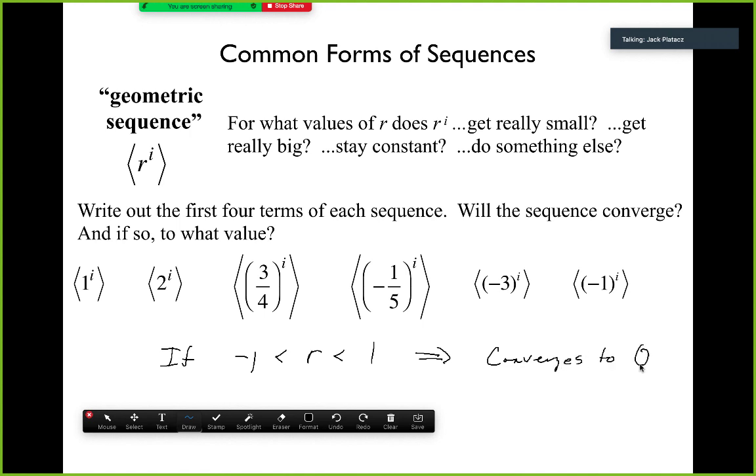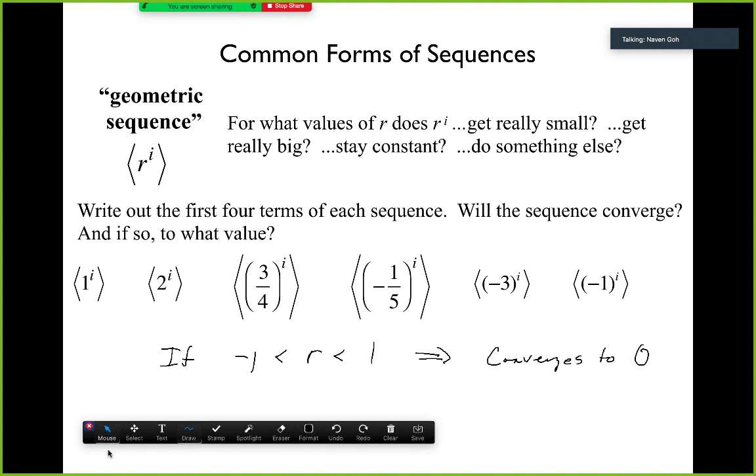But there's one kind of standalone case. We also saw it converges. R equals 1. This first one, when r equals 1, is kind of a trivial case because you get a list of all ones that converges to 1. So the interesting case here is this one.